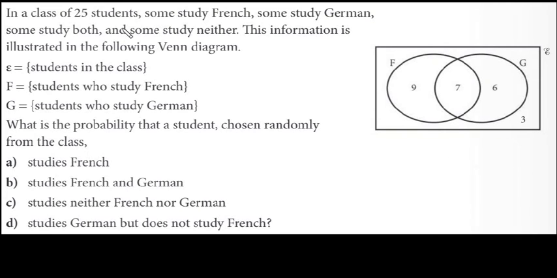In a class of 25 students, some study French, as you see, F for French. Some study German, so G for the students studying German. Some study both, this part represents both. And some study neither, so 3 here represents neither. This information is illustrated in the following Venn diagram.